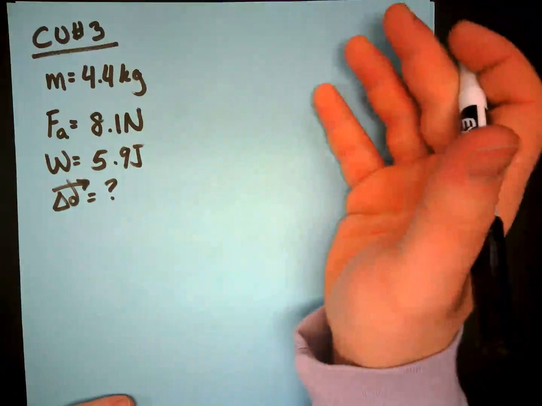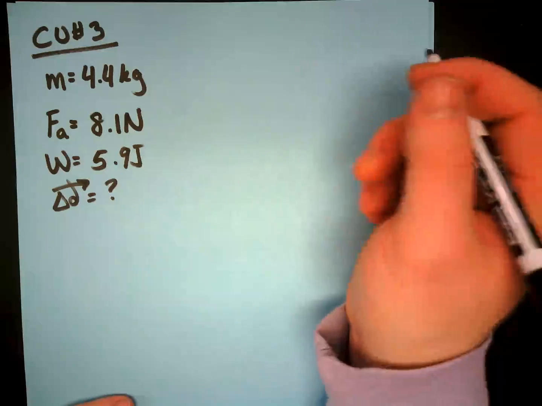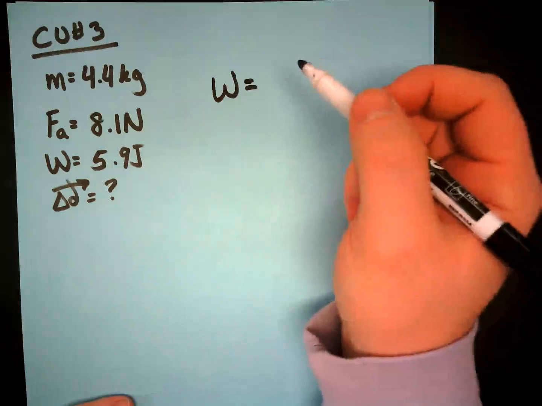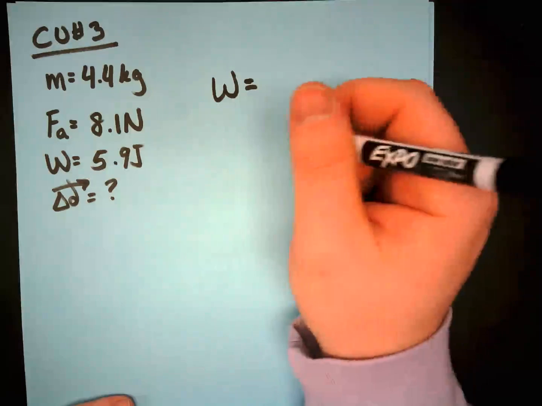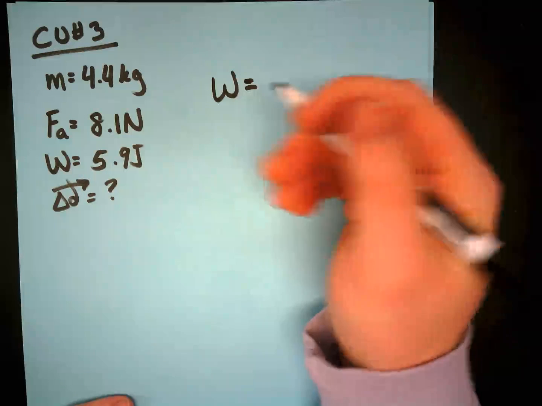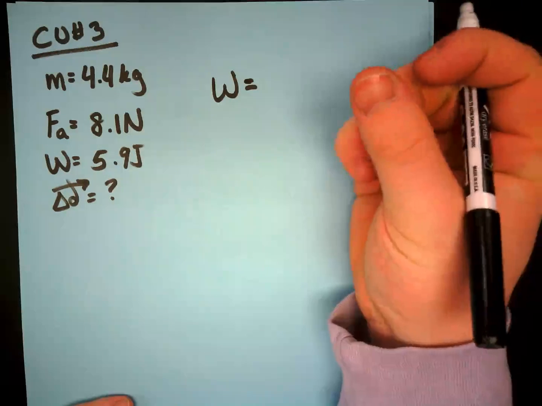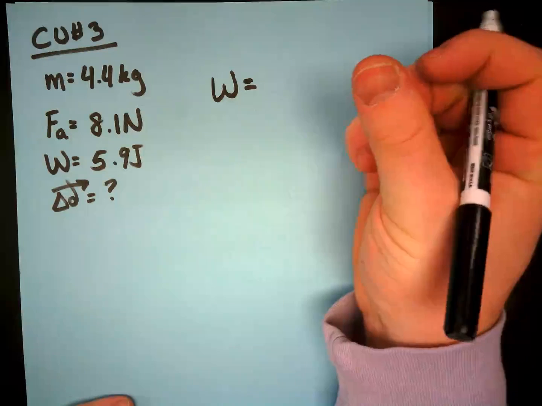Okay, again, you can draw a free body diagram if you want. This one's pretty straightforward. Everything it says is horizontal. So for the most part, at least it says horizontal force, so it's implied that the distance traveled is also horizontal. If it wasn't, it would tell us.